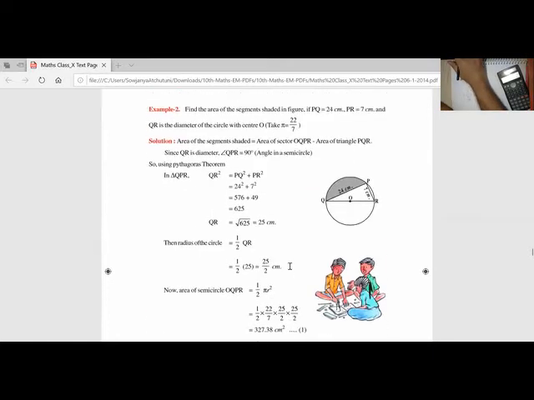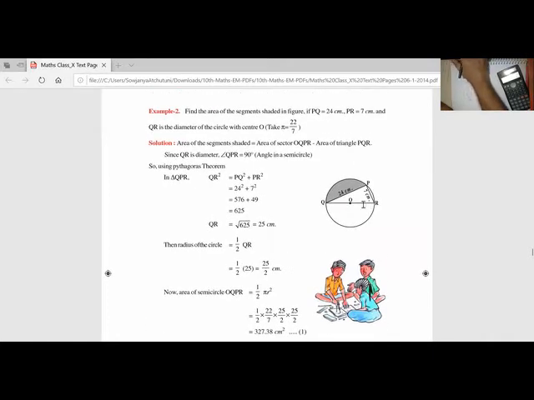But this method is still wrong, because this portion is left out: between P, R and the curvature portion. This should also be subtracted from the semicircle. Then only will I get the exact figure here. Let us see how it is to be done.